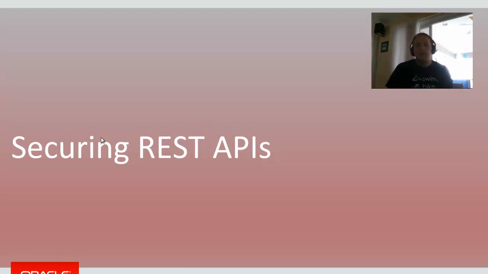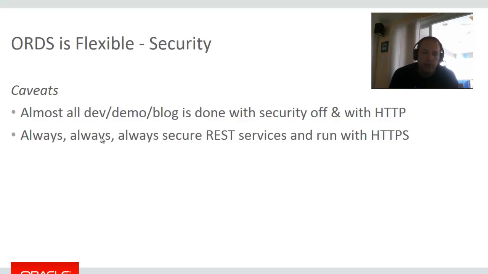For my demos, I generally demo with HTTP because it's just easier for me to set up on my laptop, and I usually run them with security turned off, just again because it's easier. But you want to start with security being up front, foremost in your mind when developing these REST APIs. And we give you a couple different ways to do it.